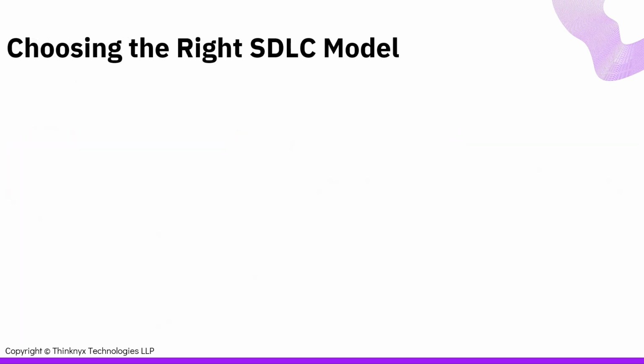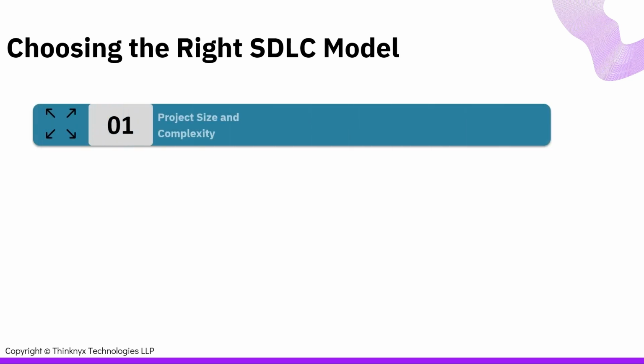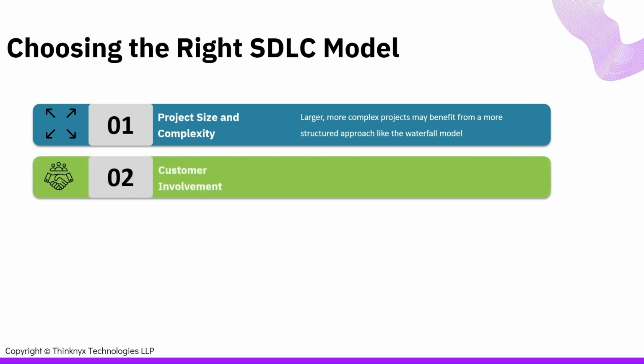Now the question comes, how can we choose the right model for us? The choice of SDLC model depends upon various factors that include project size and complexity. Large, more complex projects may benefit from a more structured approach like the waterfall model. Customer involvement. Agile models are well suited for projects that require a high level of customer involvement.